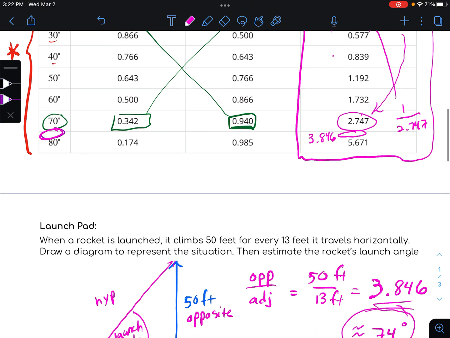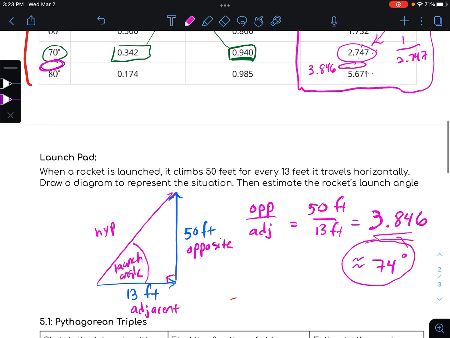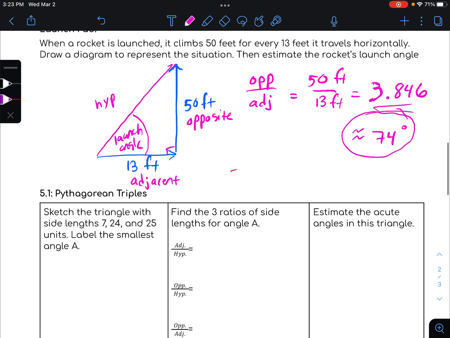But what I'd encourage you to do is just look at your chart and say, okay, is that number less than halfway or more than halfway between the two ratios that you do know, and then make a little bit of an estimate. So launch angle, we're going to estimate about 74 degrees.